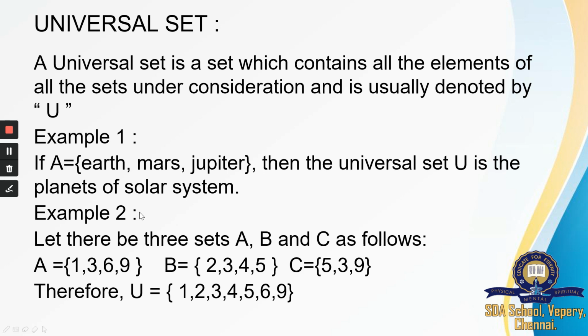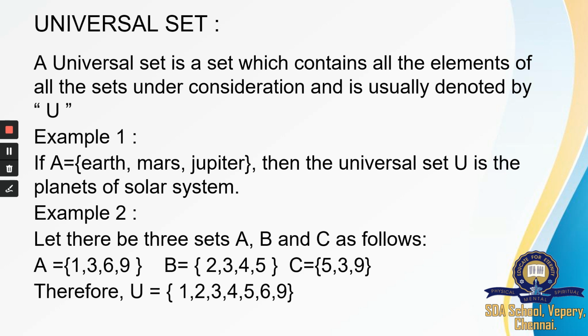If you take another example, let there be 3 sets A, B and C. Now, A consists of elements 1, 3, 6 and 9, B consists of elements 2, 3, 4 and 5, and C consists of elements 5, 3 and 9. Therefore my universal set will consist of all the elements but without any repetition, if you see over here. The only condition is that the elements should not be repeated.